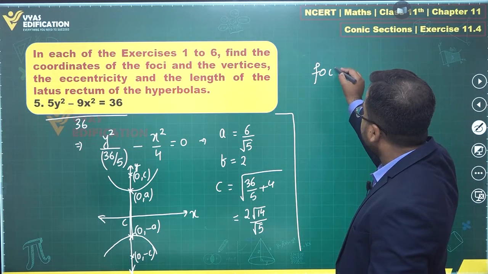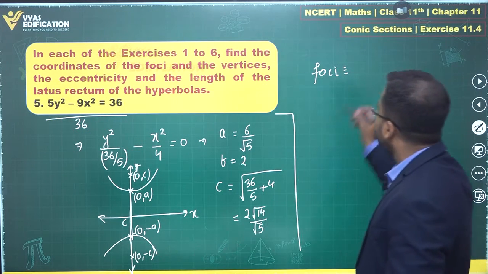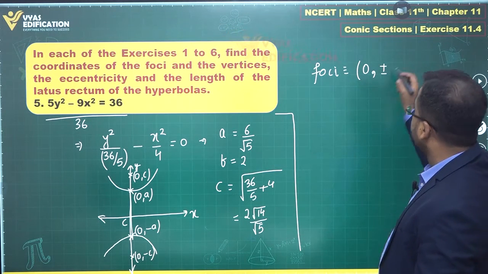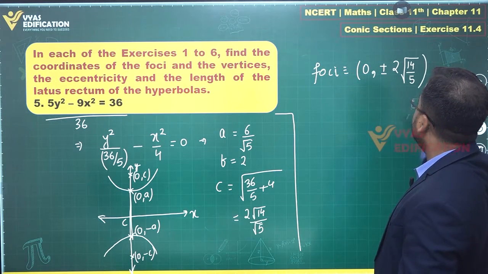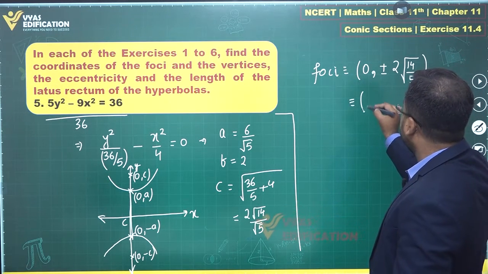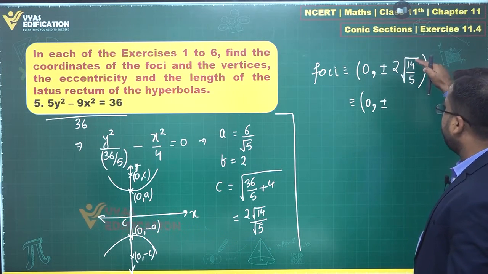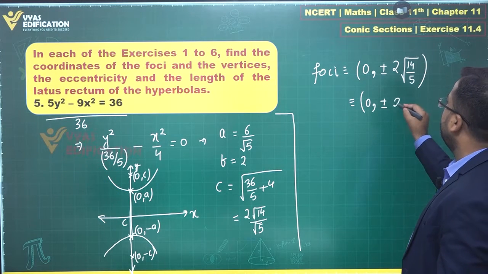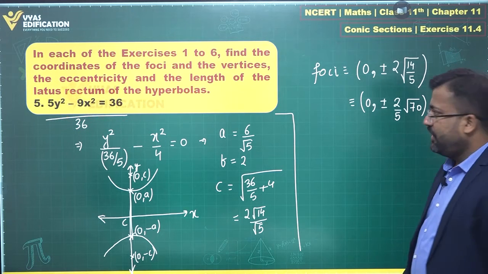Yes, foci, the coordinates will be, can you see, 0 comma c, 0 comma minus c. The coordinates will be 0 comma plus or minus c, which is this, 2 root 14 by root 5. That's what you have, right? Is that okay? Yes. This can further be written by rationalizing the denominator as 0 comma plus or minus, you will multiply it by root 5 in the numerator, root 5 in the denominator. So in the numerator you will have root 70 and 5 outside. This is what you will get by rationalizing the denominator, right?